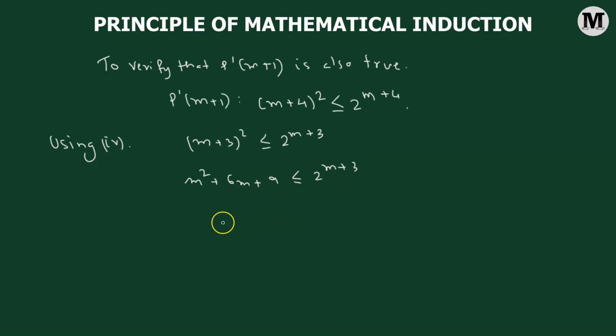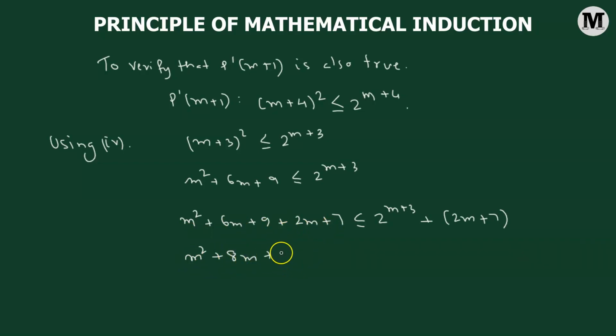Now let's do one thing. Let's add 2m plus 7 to both sides of the inequality. So we have m squared plus 6m plus 9 plus 2m plus 7 on the left, and 2 raised to the power of m plus 3 plus 2m plus 7 on the right. Now this is done because what we get is m squared plus 6m plus 2m, that's 8m, plus 9 plus 7, that's 16. So this is less than or equal to 2 raised to the power of m plus 3 plus 2m plus 7.